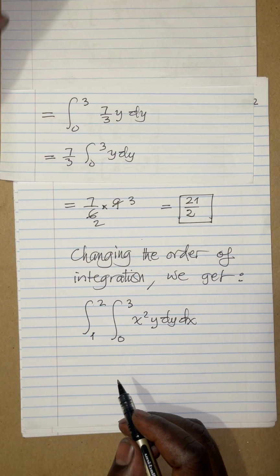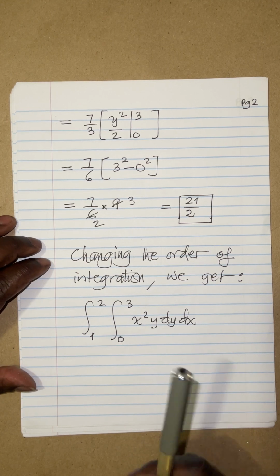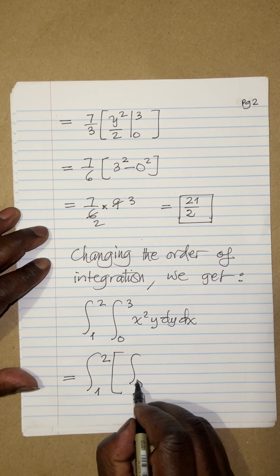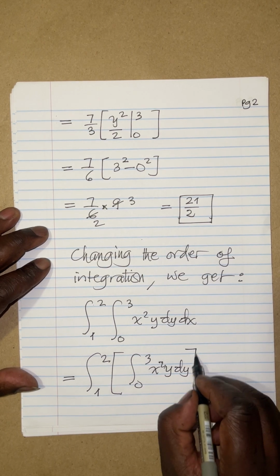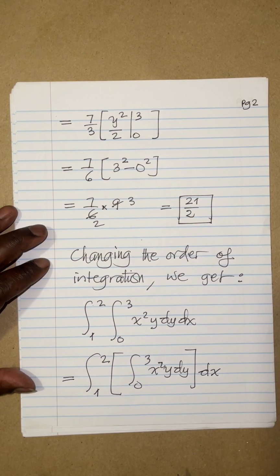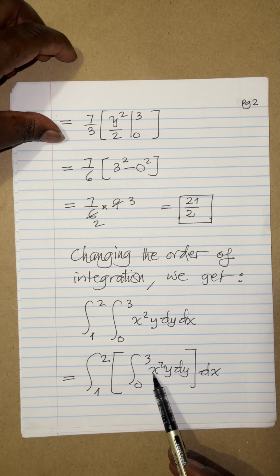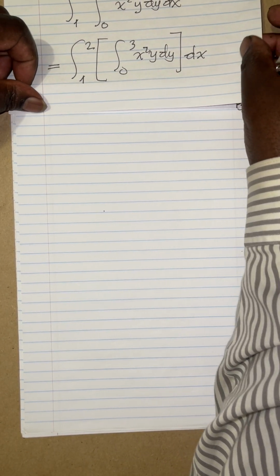Again, like I've done in the first part, I'm going to introduce brackets just to show you that we start with, in this case, y, and then we end up with x. So this is going to be the integral from 1 up to 2, open brackets, integral from 0 up to 3 of x squared y dy, and we close brackets, dx outside, like that. Now we are integrating with respect to y, and therefore x squared must be treated as a constant. Let's go to page 3. We perform what I've just said.